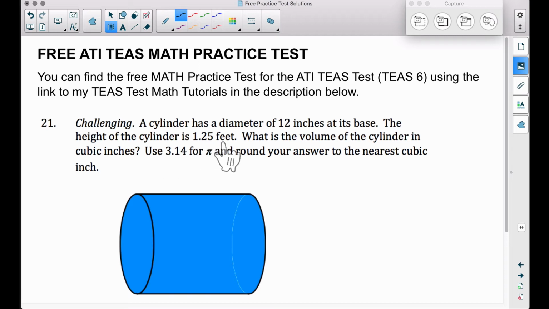Number 21. A cylinder has a diameter of 12 inches at its base. The height of the cylinder is 1.25 feet. What is the volume of the cylinder in cubic inches? Use 3.14 for pi and round your answer to the nearest cubic inch.